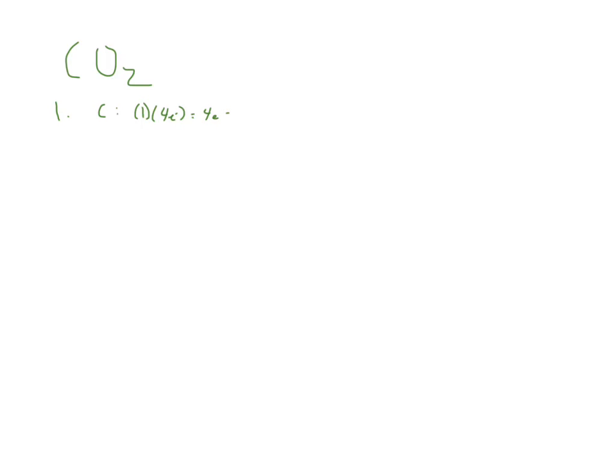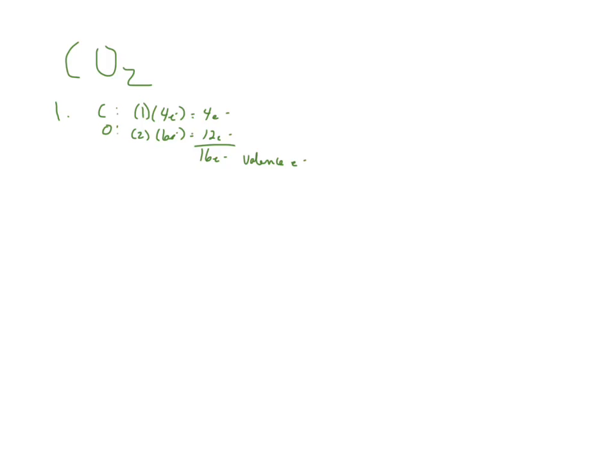And then the oxygen atom, there are 2 of them. And oxygen is found in 6A. So collectively, they bring 12 valence electrons. Okay, so that is our pot of valence electrons. Well, not quite. Let's add them together. So we got 16 electrons to distribute. These 16 valence electrons are going to have to go on our Lewis structure somewhere, somehow.